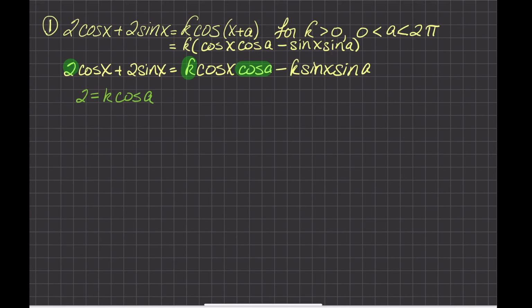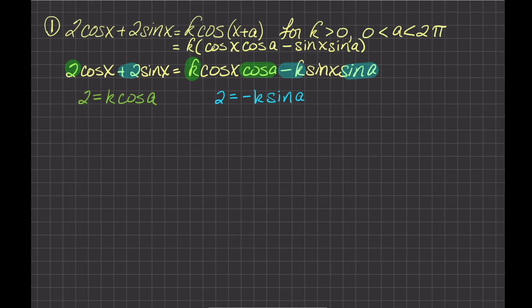So we're going to recognize that on this second term here we have a coefficient of negative k sine of A, and we're going to match that up with the coefficient over here, which is a factor, or coefficient, excuse me, of positive 2 in front of the sine. We're going to write the fact that 2 is equal to negative k sine of A.